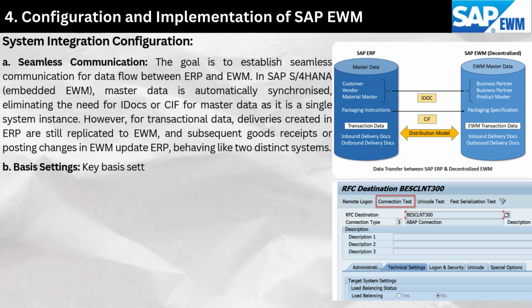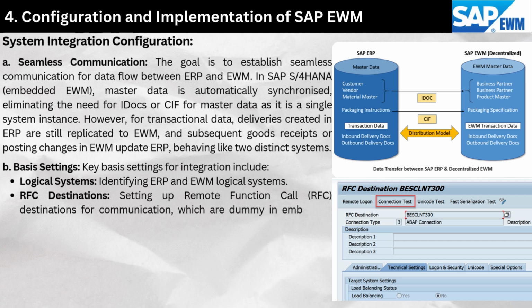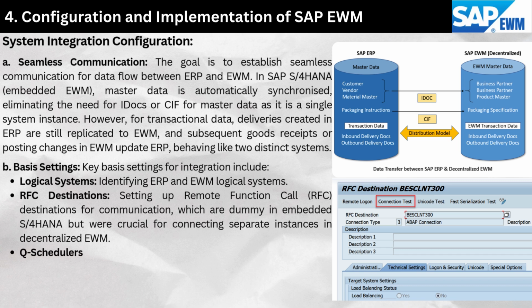Basis settings. Key basis settings for integration include logical systems, identifying ERP and EWM logical systems. RFC destinations, setting up remote function call, RFC destinations for communication, which are dummy in embedded S/4HANA but were crucial for connecting separate instances in decentralized EWM.